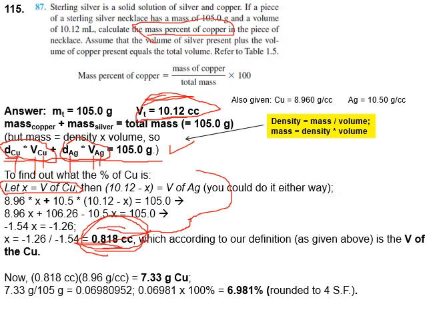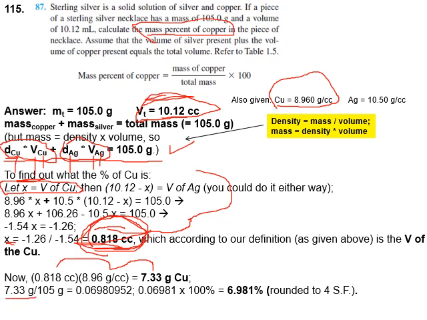But anyway, we want the copper. So copper is x here, and x here is 0.818 cc's. That's the volume. So if we multiply that by the density of copper, which is here, which is 8.96, we get 7.33 grams of copper, and then divide that by the total mass, which is 105 grams. And that's done right here.